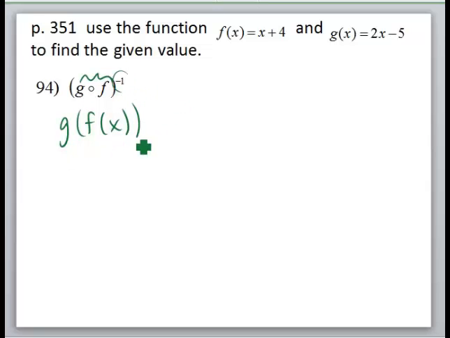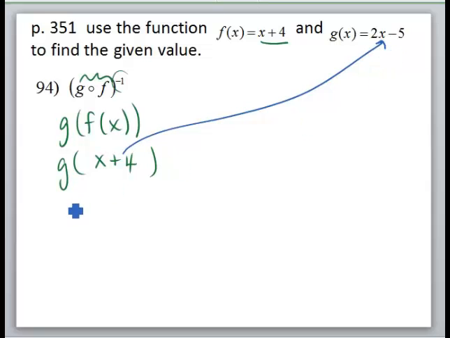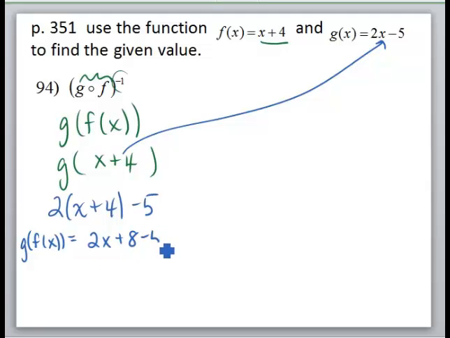So f of x I'll replace with this x plus 4. Then I'm supposed to substitute this in for the x value. So that would be 2 times x plus 4 minus 5. So g of f of x is equal to 2x plus 8 minus 5, or we'll simplify that to be 2x plus 3.